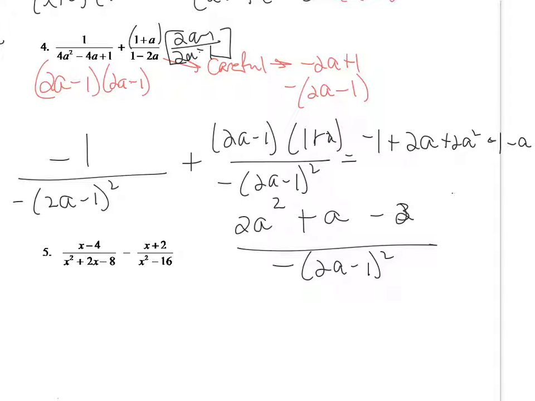Alright, so you should have ended up with 2a squared plus a minus 2 all over negative of 2a minus 1 squared, or you can FOIL that out and see what you get as well.